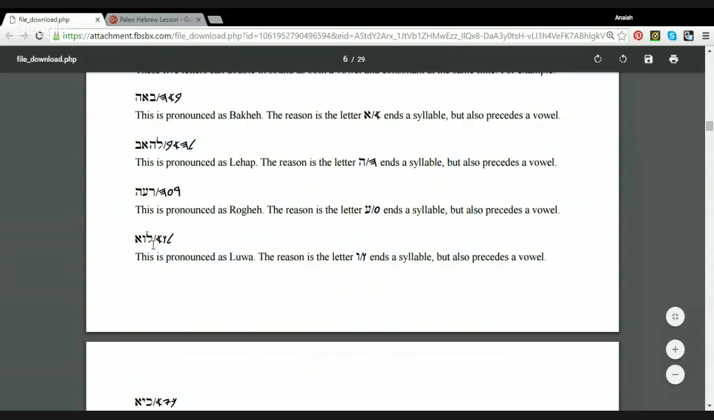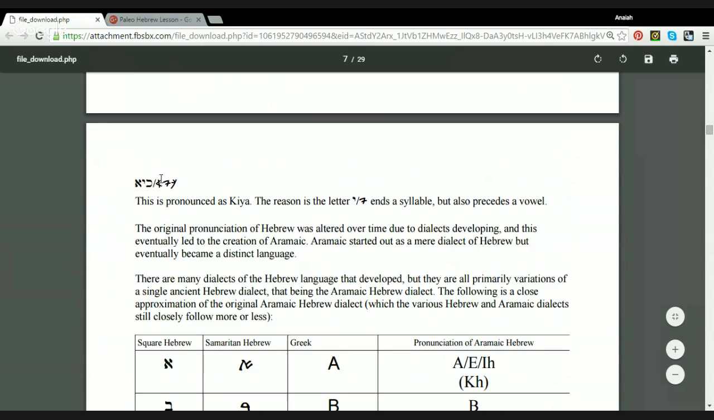And then right here, lua. It's lu, the U sound, but it also doubles as a W. So lua. And then right here, same thing. So ki, it's the E sound, but it doubles as a Y. So kia, like the car.